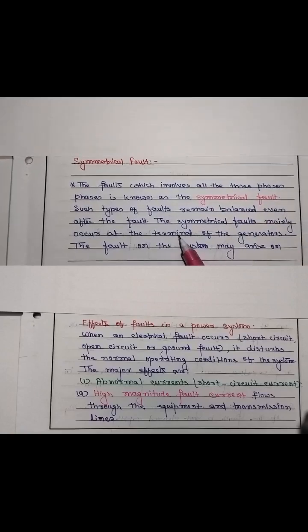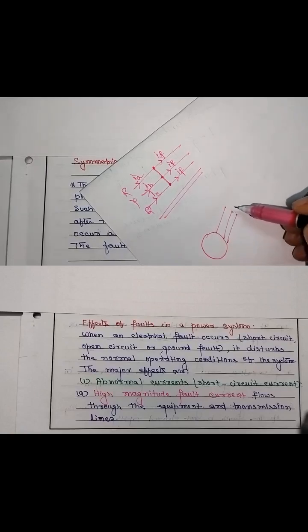The third point written is that the symmetrical fault mainly occurs at the terminal of the generator. Let us suppose the power is getting generated from here and transmitted from here, and this is the utilization side. This is the transmission side, this is the generation side, and this is the utilization side. So mainly the fault occurs at the generation side.